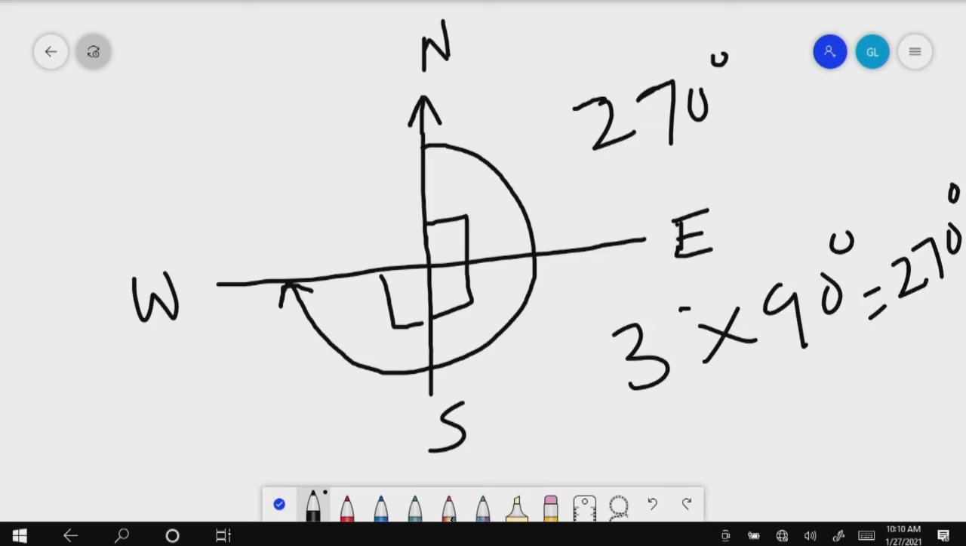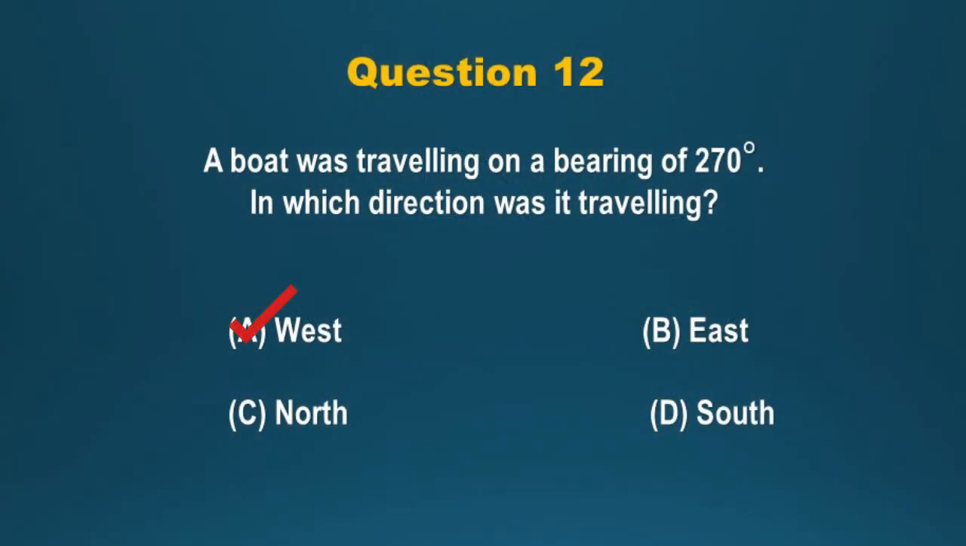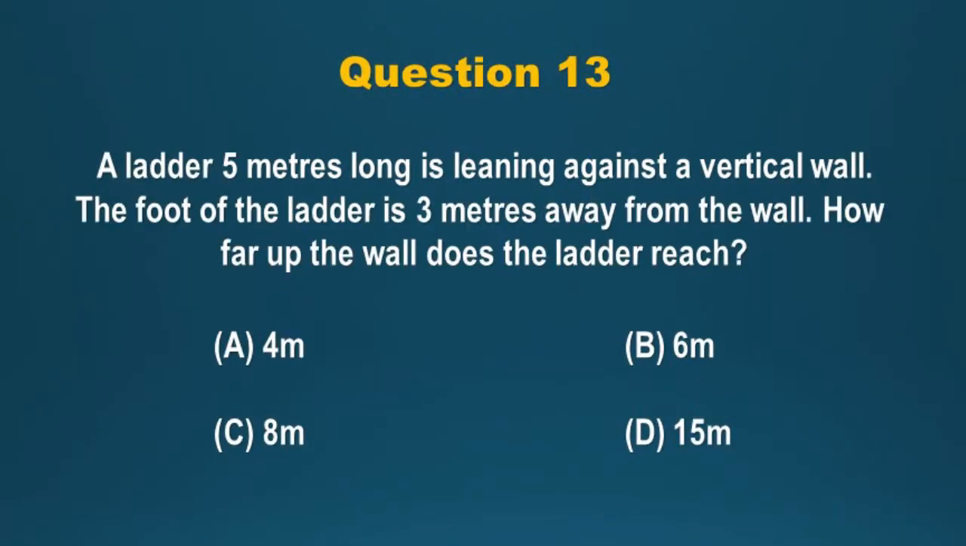Now, how do we represent this on the Cartesian plane, to give us a direction, measuring from the true north coming around? From north to east would have given us 90, from east to south would have given us 90, from south to west would have given us 90. So, when we sum it, the direction this boat is traveling is in a westward direction, hence our solution is A. A ladder 5 meters long is leaning against a vertical wall.